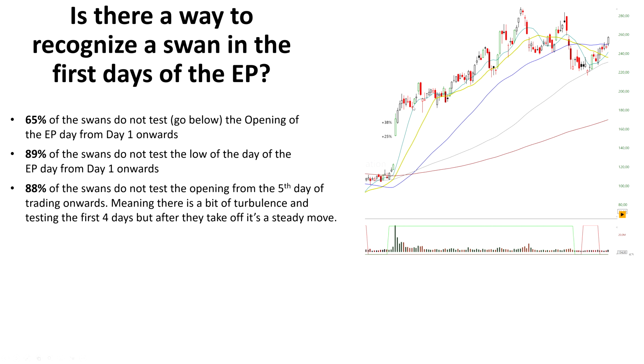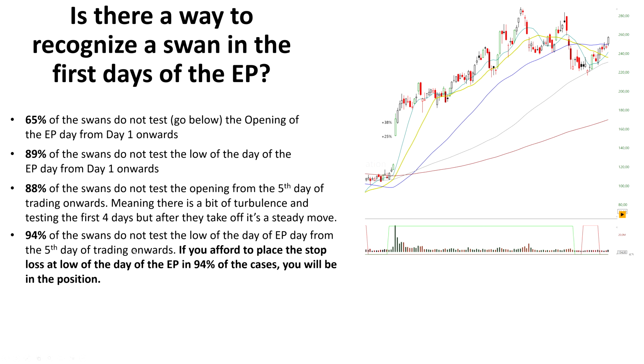So the first 5 days, and we will see that again later, the first 5 days of the EP show a lot of clues on the swans themselves and how to take profits from chickens and ducks.